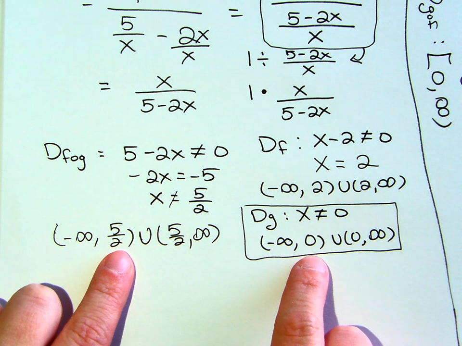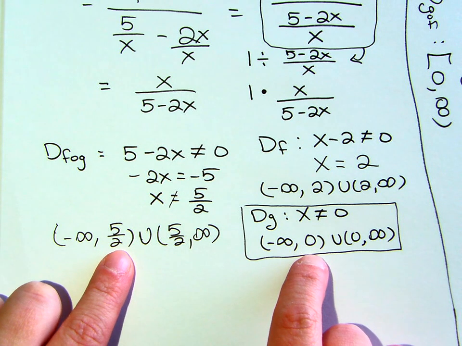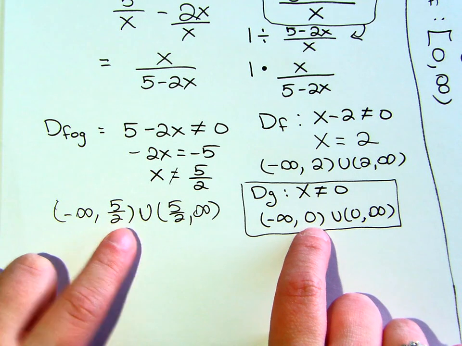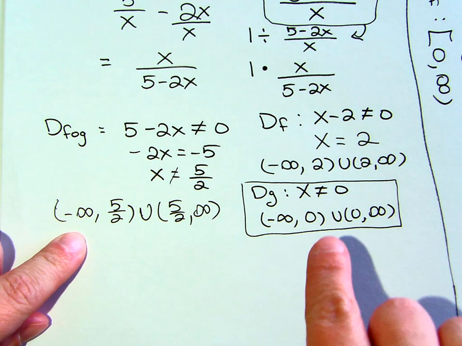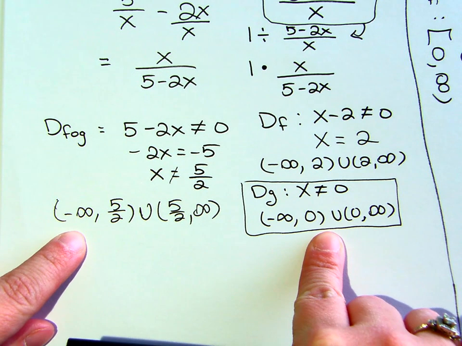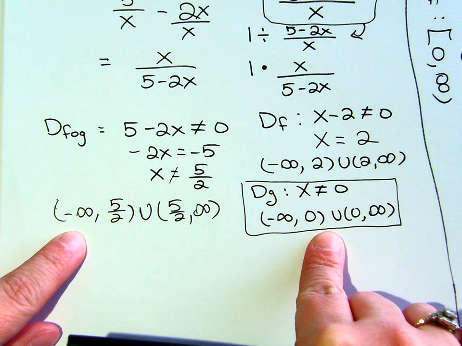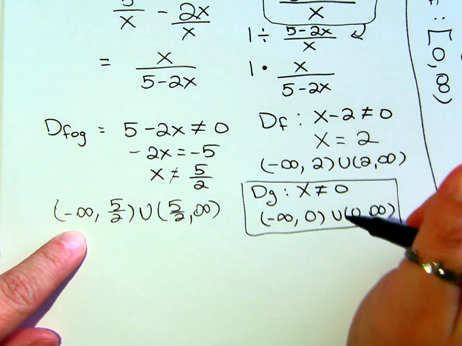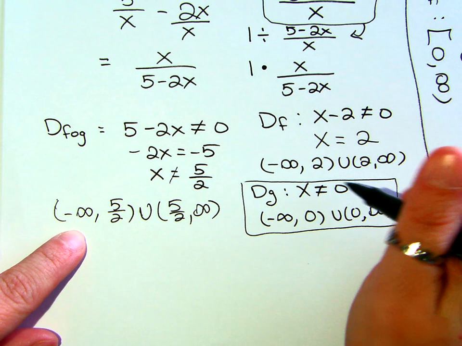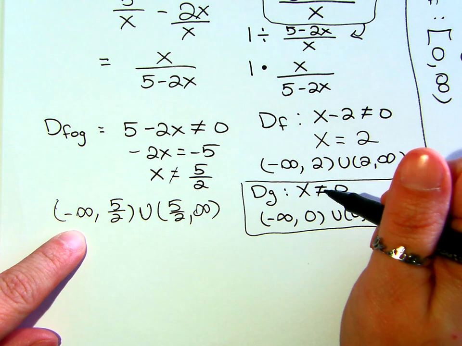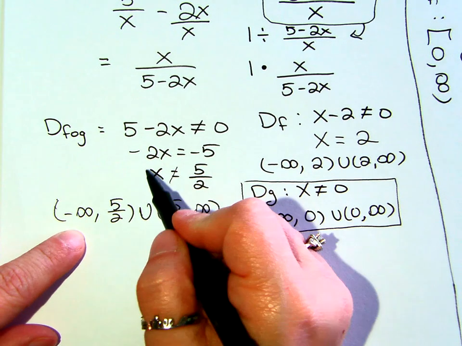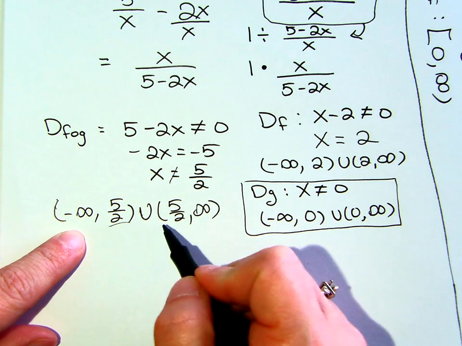So in order to find the actual domain of this composite function, I need this to intersect with this. Okay? But to lie in the intersection, that means all your points have to lie in both. Well, what point did we cut out of our domain of g? We cut out the point 0. So that means it can't lie in the composite function. But what point did we have to cut out here? We had to cut out 5/2. So we have to cut out both of them.